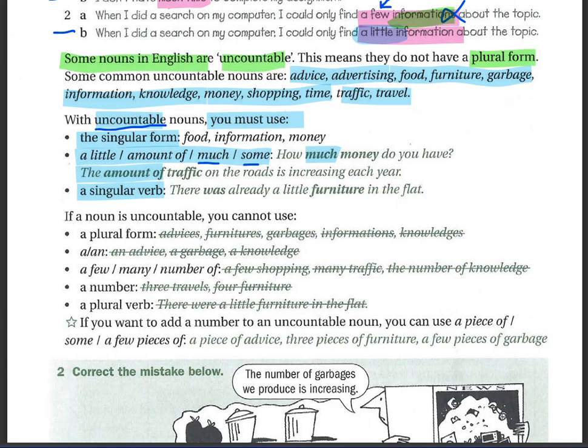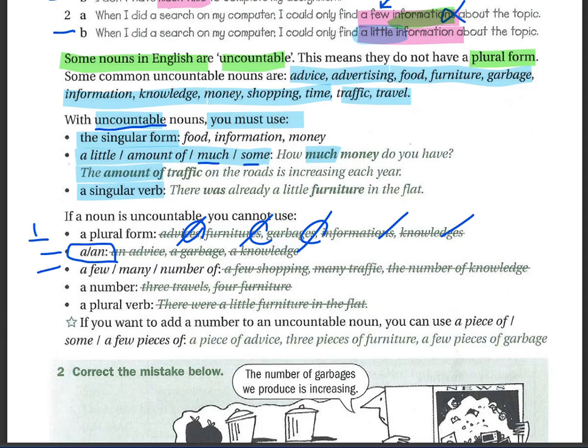Now, if a noun is uncountable, you cannot use a plural form. So when it's uncountable, you cannot add S on advice, furniture, garbage. Yeah? All of them are not correct. If a noun is uncountable, you cannot use A or AN. So A or AN is just used for countable nouns.